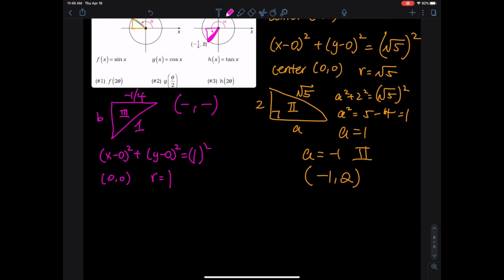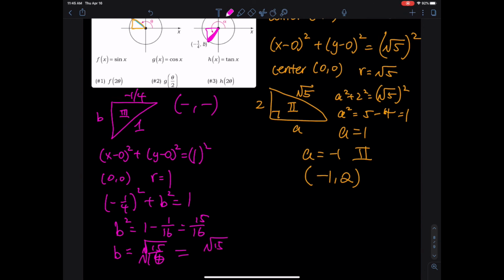Let's use Pythagorean. We have negative 1/4 squared plus b squared equals 1. So b squared is equal to 1 minus 1/16. That is 15/16. You take the square root of that. So b is equal to the square root of 15/16. So that is the square root of 15 divided by 4. Is this done? No, not done, because in quadrant 3, y is negative. So b is equal to negative root 15 divided by 4.